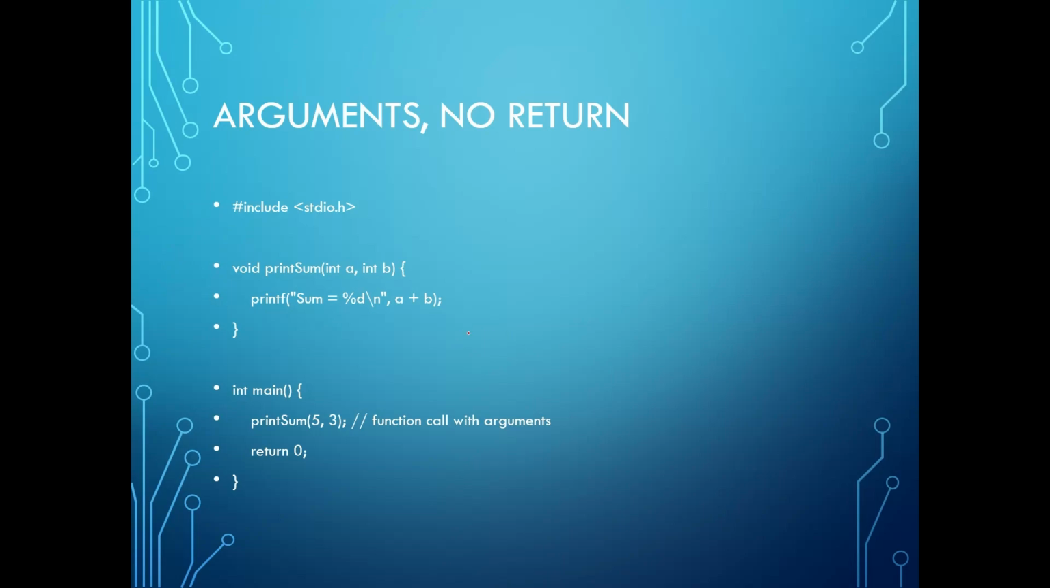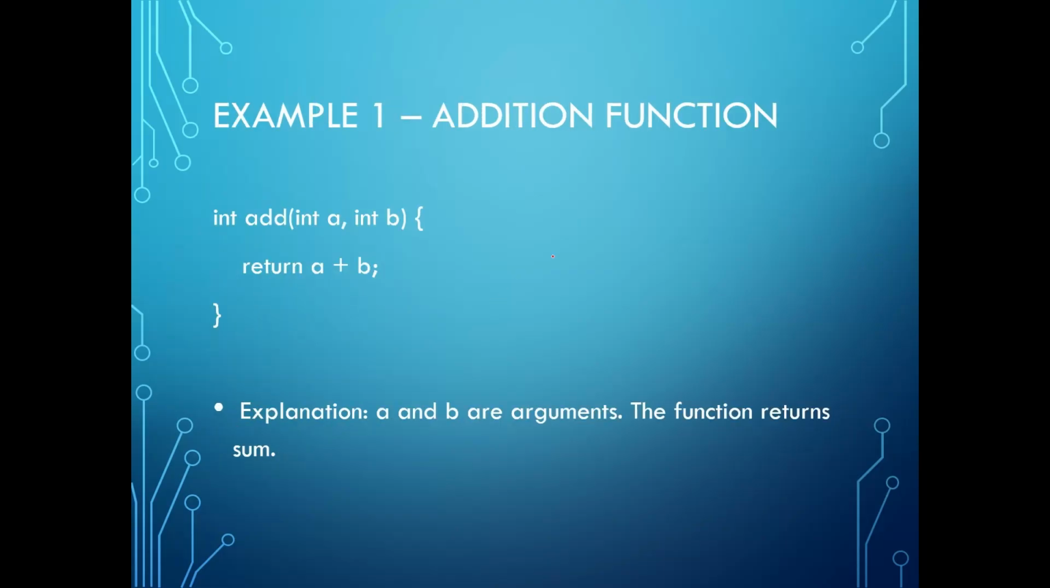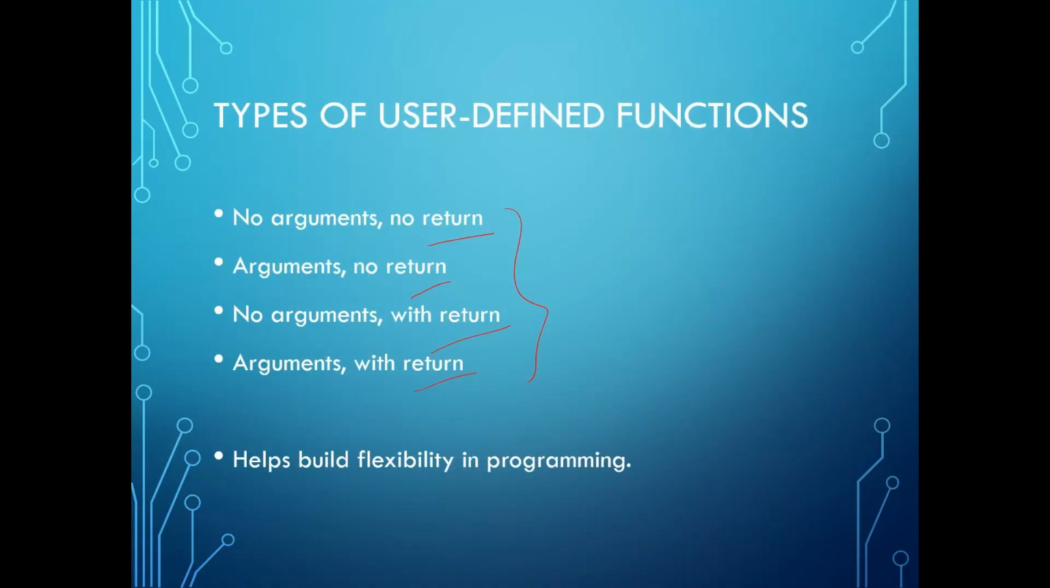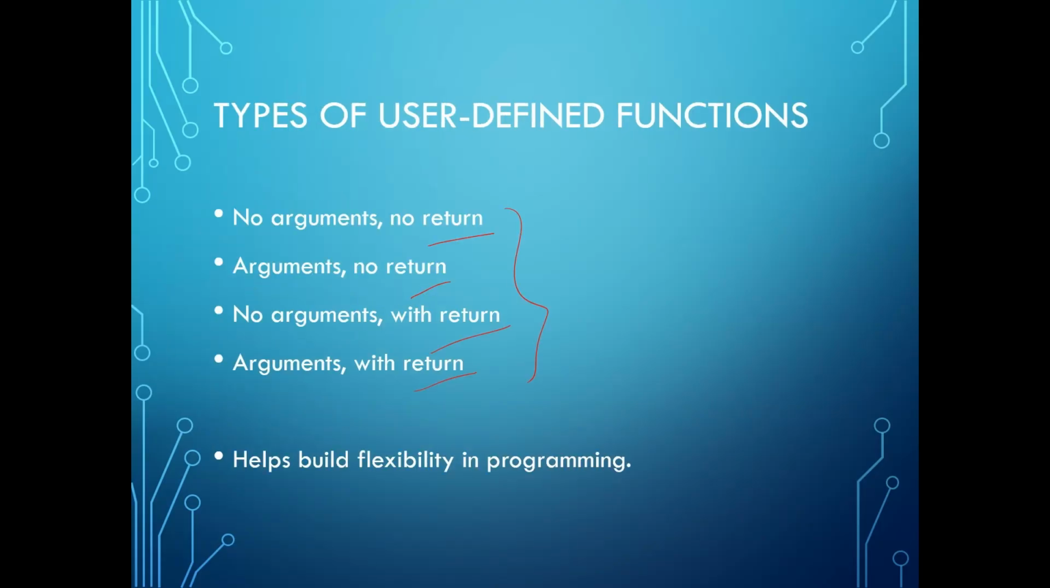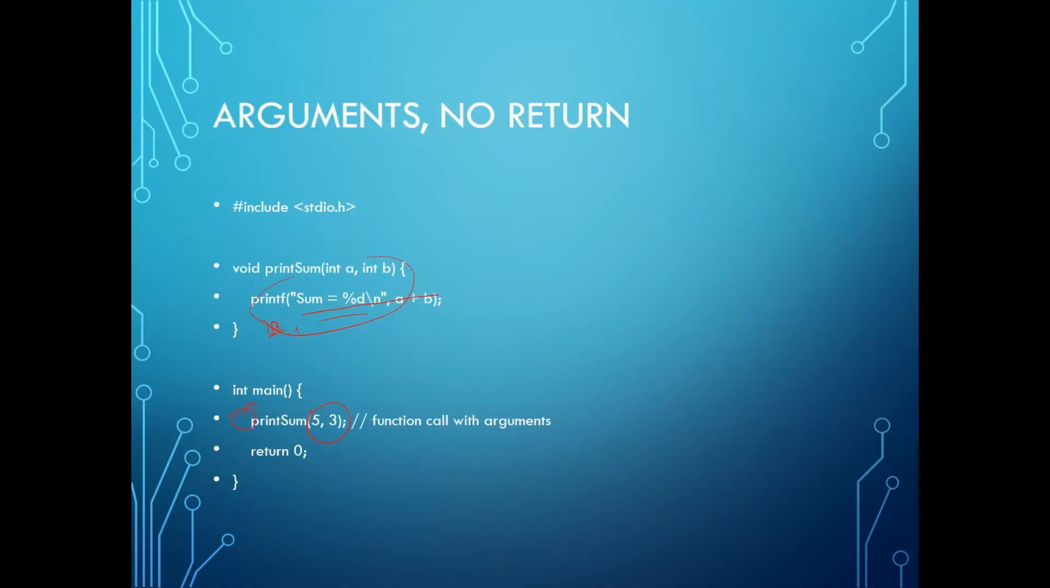And arguments with no return: you are passing the arguments 5 and 3 into the function call. It comes up here, adds and prints, but it is not returning anything into the main function. So it is printing the sum only here. Coming to the addition function, this is how it works. Then one more, no argument with return, we will talk about as well.